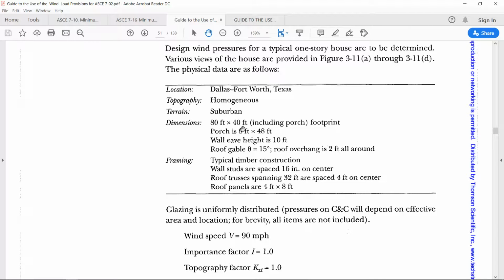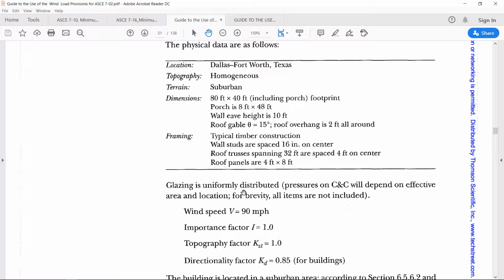Dimensions are 80 feet by 40 feet, which includes the porch footprint. The porch is 8 feet by 48 feet. Wall eave height is 10 feet. Roof gable angle is 15 degrees and overhang is 2 feet all around. Framing is typical timber construction. Wall studs are spaced 16 inches on center. Roof trusses spanning 32 feet are spaced 4 feet on center, and roof panels are 4 feet by 8 feet.